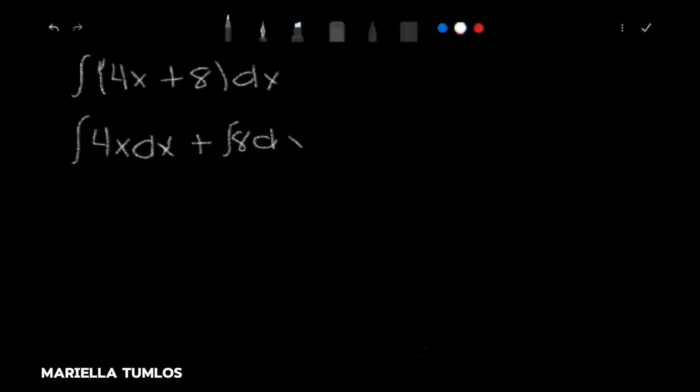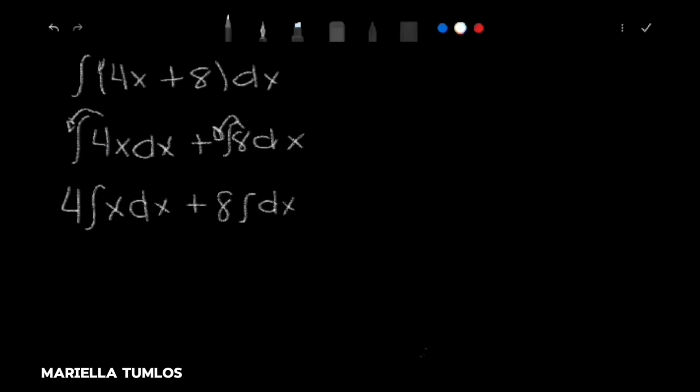And the second thing we need to do is to separate the constants using the constant multiple rule. And to do that, we need to put the 4 and the 8 out of the integral sign. So we need to write the 4 integral of x differential of x plus 8 integral of differential of x.